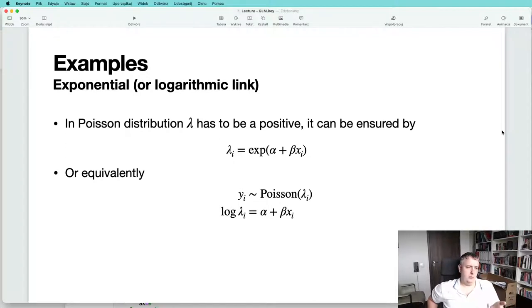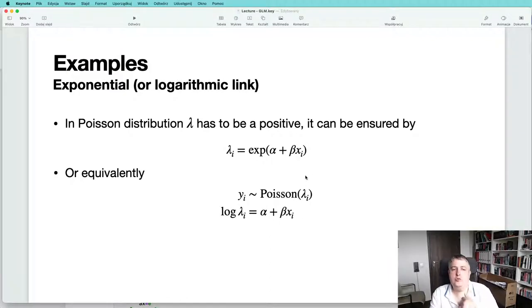The very simple one is the exponential or logarithmic link. In Poisson distribution or in other distributions, when a parameter has to be positive, we can ensure that by exponentiating the linear combination of predictors. So we take our real number from here and we take the exponent of it. Negative values will be squeezed close to zero and positive values will go up to infinity.